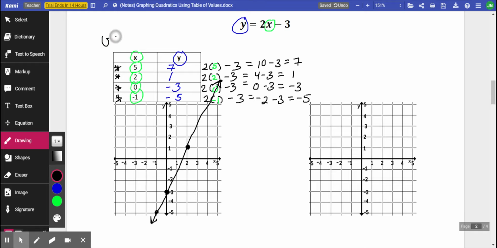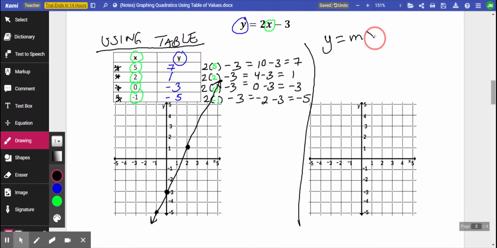Now, I did it using a table, right? We did it using a table because that's what we're going to be doing in this lesson for when we're doing quadratics. But we could have also done it the old-fashioned way because we already know how to graph lines, right? So using y equals mx plus b.